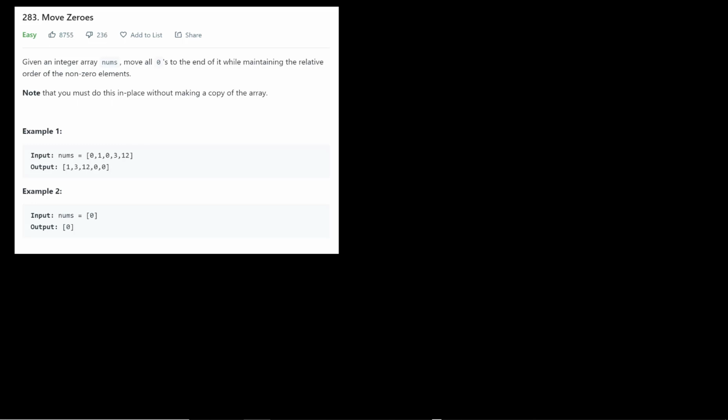With this challenge, you're given an array of numbers or integers, 0, 1, 0, 3, 12, and you are supposed to move all the zeros to the end. So we're talking about these zeros coming to the end of the array while still maintaining the order of the rest. It's like you're bubbling these zeros to the top and these ones maintain the same order: 1, 3, 12 and then 0, 0. So this should be your solution. That's the challenge.